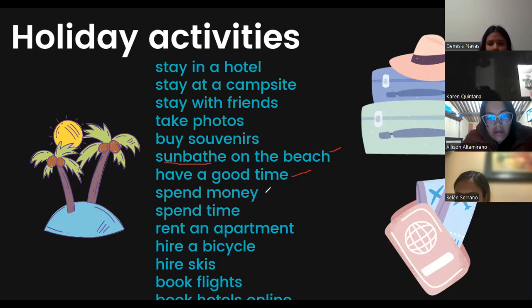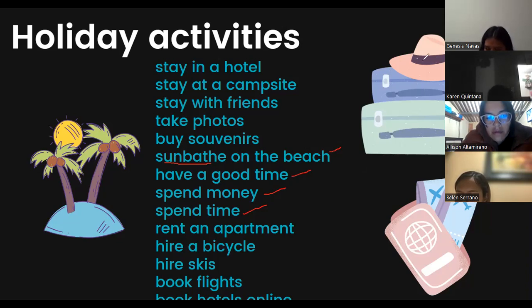Then we have spend money and spend time. What does that mean? Spend money. Gastar dinero. Ajá. ¿Y qué será spend time? Pasar tiempo. Exactly. So el verbo spend tiene varios significados y entre ellos está gastar y pasar cuando nos referimos al tiempo. Si yo quiero decir yo paso tiempo con mi familia, for example, digo I spend time with my family. No digo I pass time, sino I spend time. That is the correct verb.